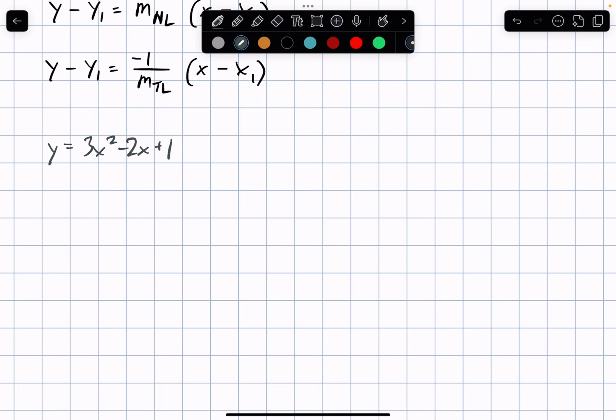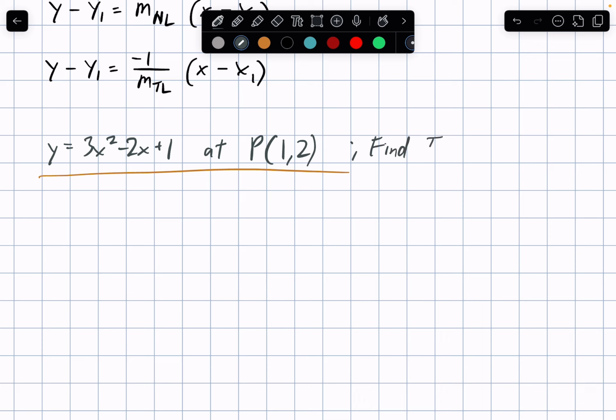You have this, I believe a quadratic expression. You have a coordinate, (1, 2). Given these details, you are tasked to find the equations of the tangent line and the normal line.